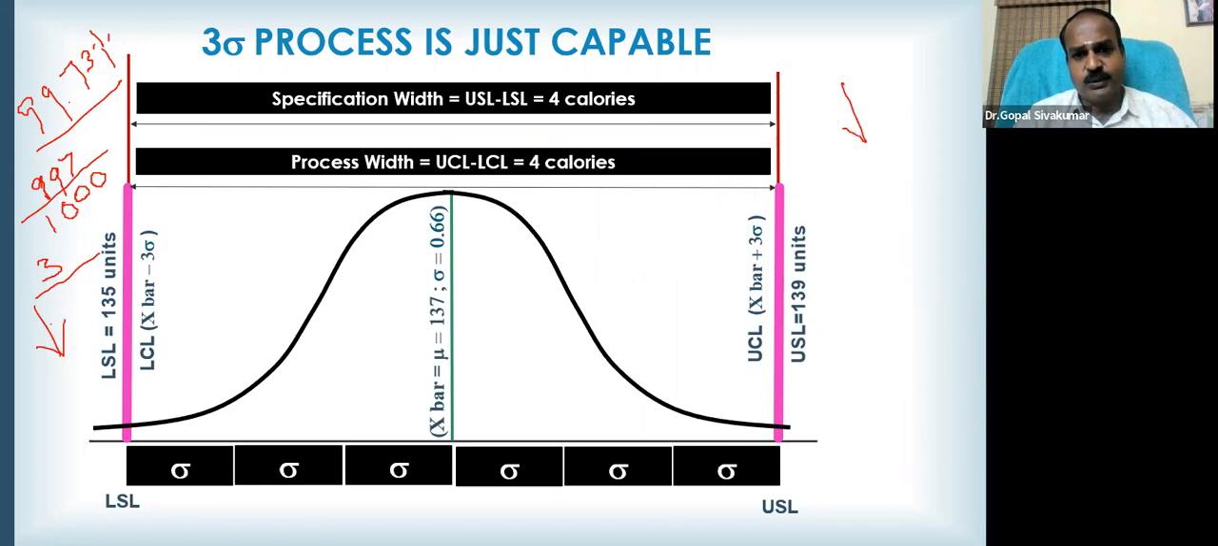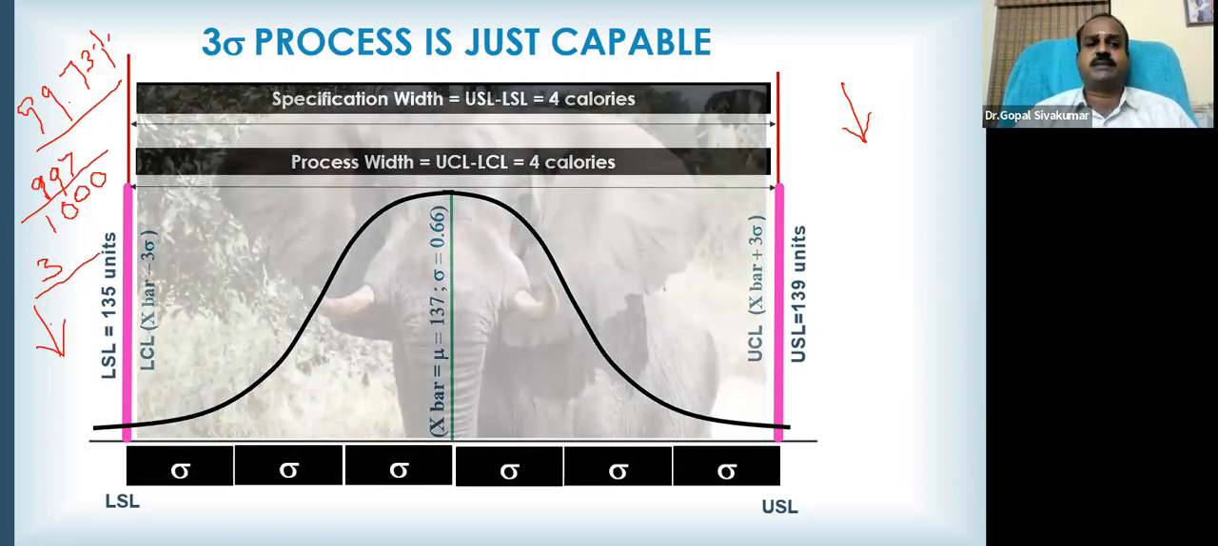99.73 can drop down to 90, can drop down to 85. And so rejections can keep on increasing. And that's why you are not happy with the 99.73. Otherwise, this is okay. So this process I will consider as an elephant process. You know why? It is a big animal.